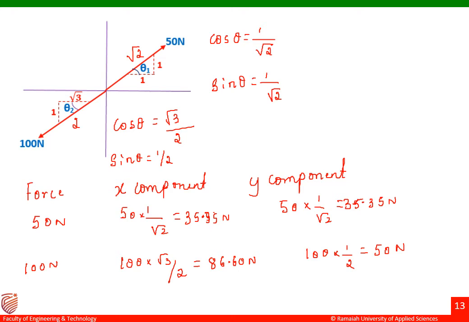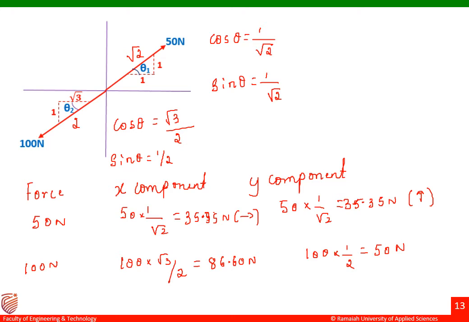So we didn't mention the sign for both the cases. Let me write the sign for the first one, that is 50 Newton. You can see that 50 Newton is falling in the first quadrant. That means both my x component and y component would be positive. So I can write like this. This is acting towards the right side and the y component is acting towards the upward side.